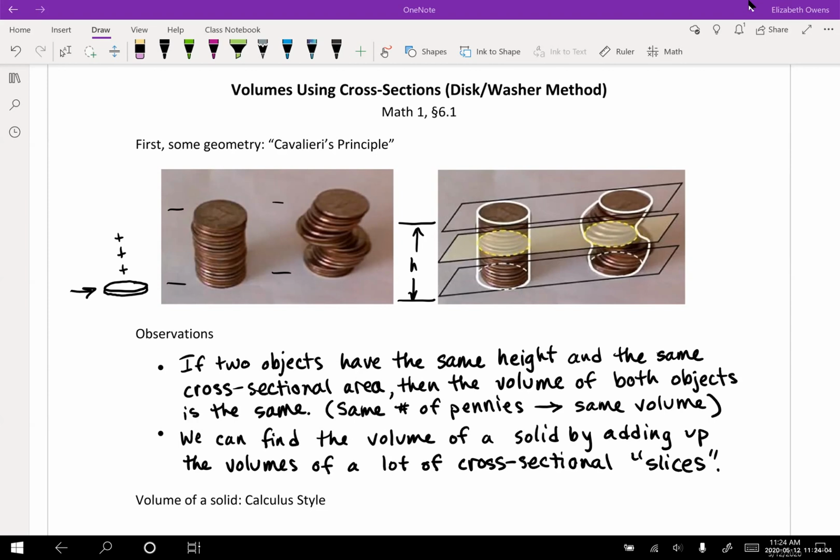Well, we're going to do this and notice how we're going to add up the volumes of a lot of these things. So hint, hint, when we add up a whole lot of things, that kind of starts to sound like a summation or a Riemann sum. We're going to make an infinite number of these little cross-sectional slices, and this whole thing is going to turn into an integral. So surprise, that's where we're going.